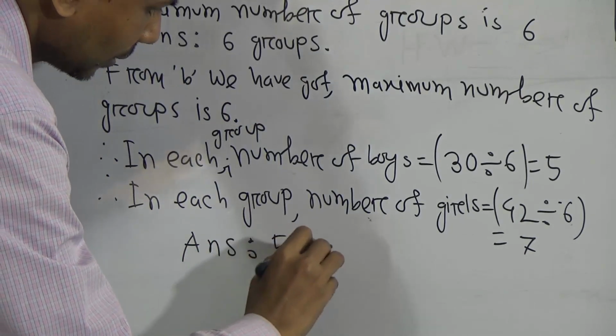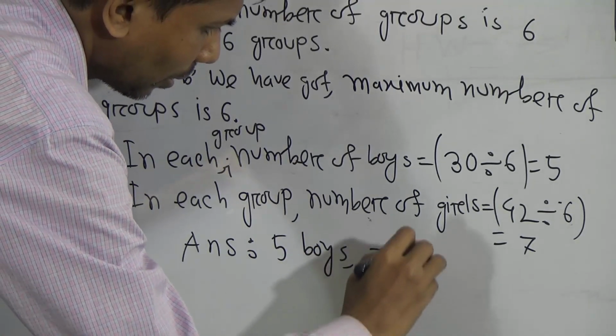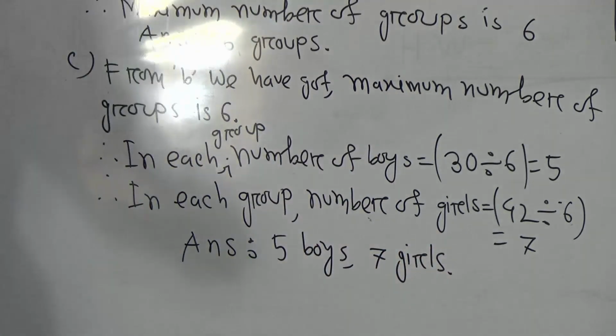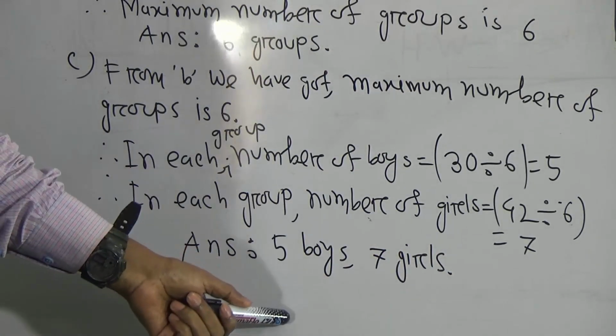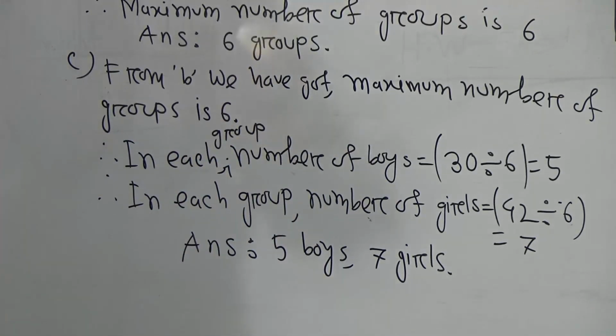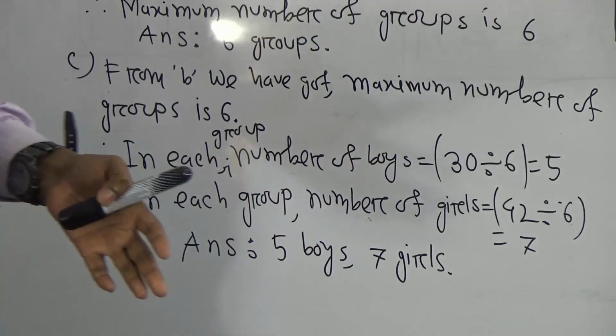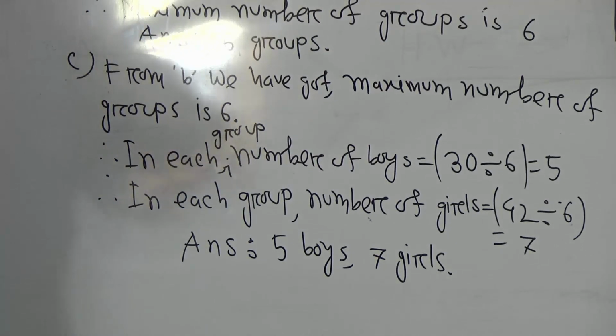5 boys, 7 girls. That means in each group there are 5 boys and 7 girls. Okay, we know 7 6s are 42. Similarly, 5 6s are 30. So our answer is verified now, this way.